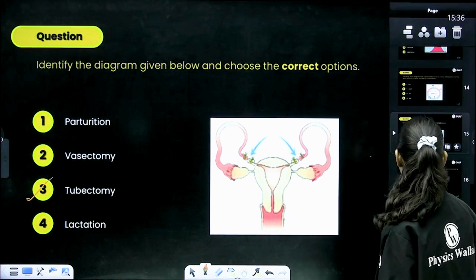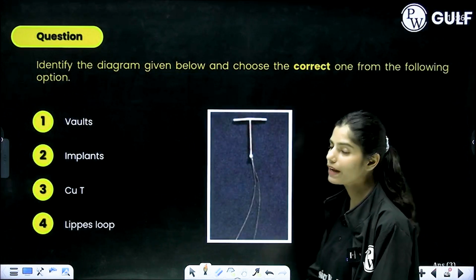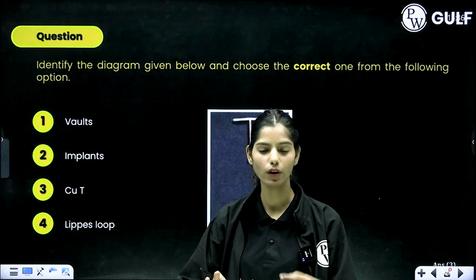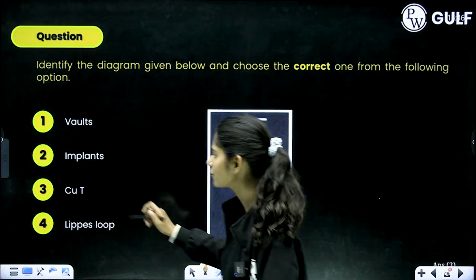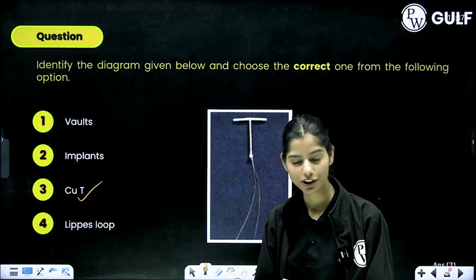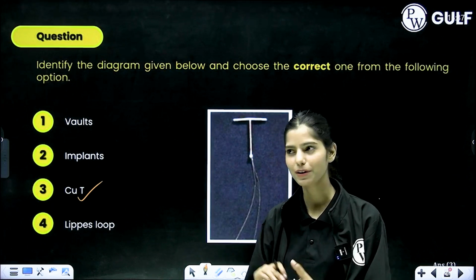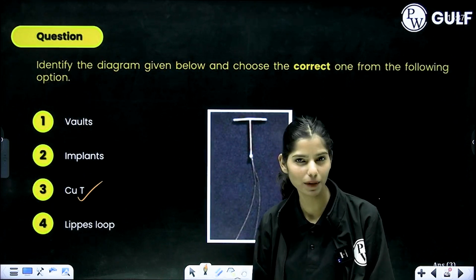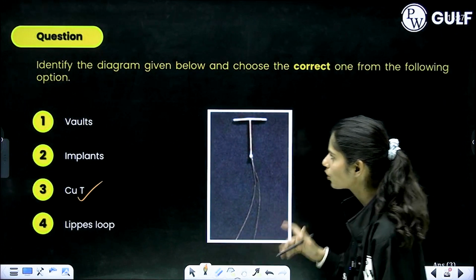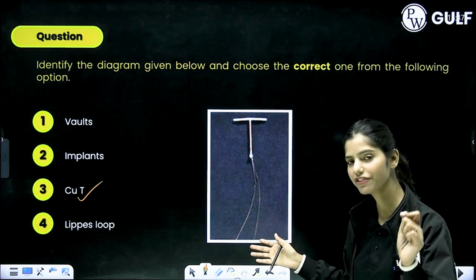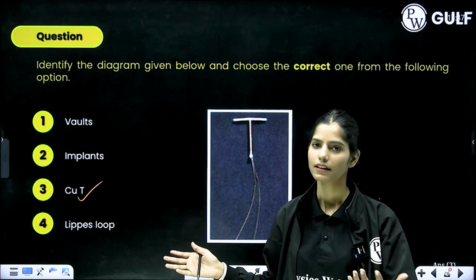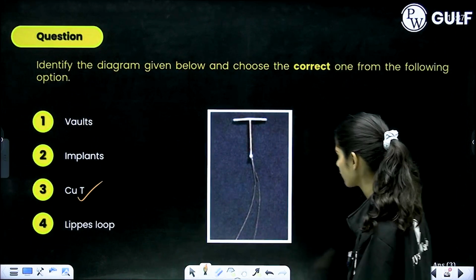All right. Next question, again we have a diagram of an intrauterine device. Very easy to recognize, right? This is actually a copper T which is going to release copper ions in order to decrease the mobility of the sperms, and hence it prevents pregnancy. So yeah, copper T is a kind of intrauterine device, one of the contraceptive methods that people are using nowadays.